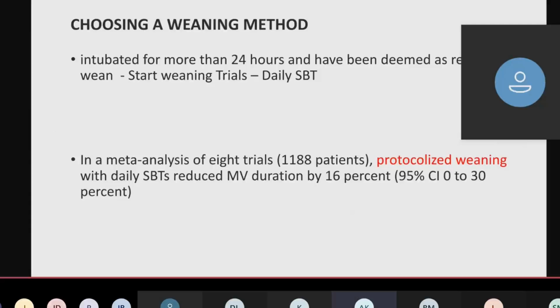In every institution, every hospital should have a definitive weaning protocol. So there is a meta-analysis of 8 trials, almost 1,000 patients, where they found out when they had a protocol, and when they did daily spontaneous breathing trials, the mechanical ventilation duration is reduced by almost 16%. So every institution should follow a weaning protocol. They should stick to the protocol, and they should initiate this protocol whenever possible.